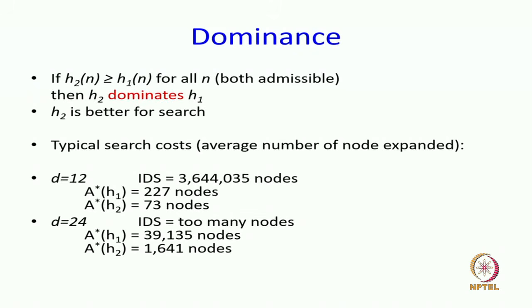And now, here is a quick example of what happens when I use a heuristic function in comparison with, let us say, iterative deepening search. Let us say I am in the example where the depth of the goal is 12. There iterative deepening search does solve the problem, but it expands 3 million nodes. That is a lot of nodes to expand. In comparison, A star on H1 requires only 227 nodes, and A star on H2 requires only 73 nodes.